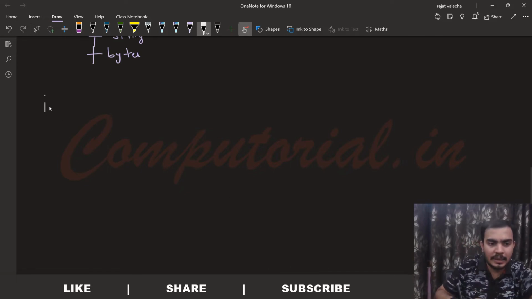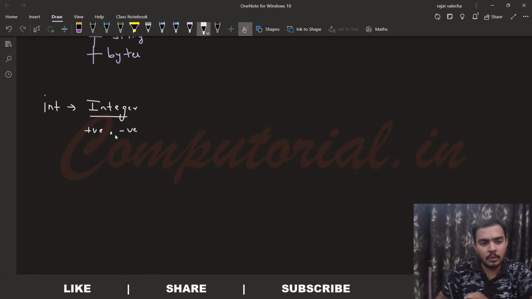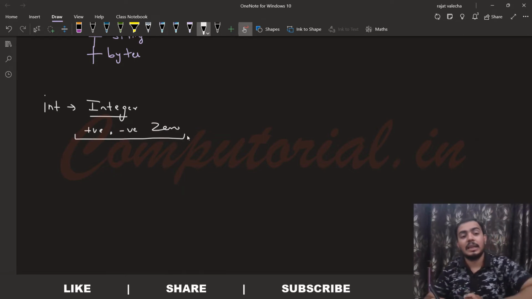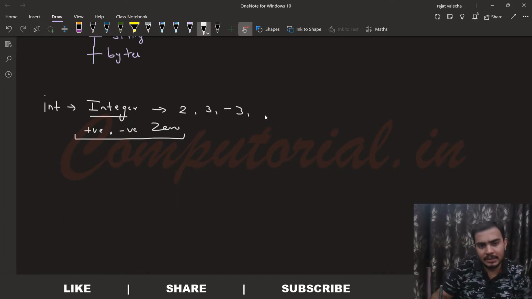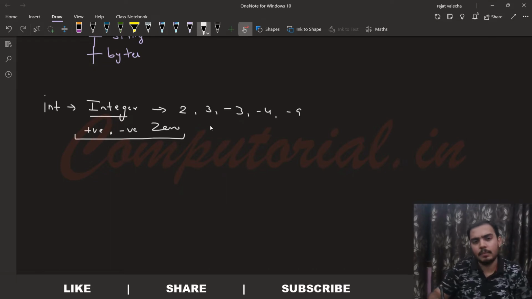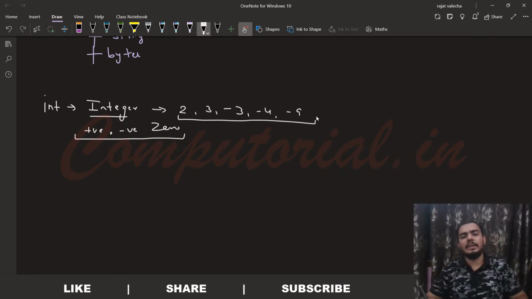Whenever we have any integer value, it means it can be any positive or any negative number, including zero. All such numbers can be termed as integer values. The condition is that an integer cannot store numbers with fractional points or decimal points. It means, let's say if I have a number 2, or 3, minus 4 or minus 9, all such numbers can be integer values.